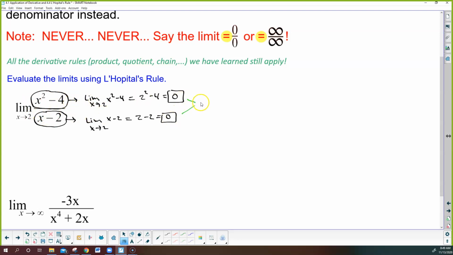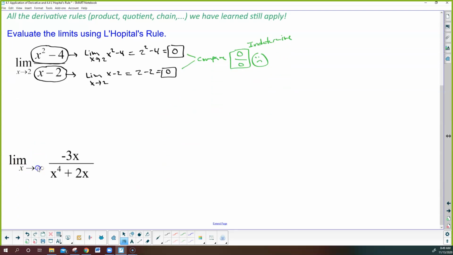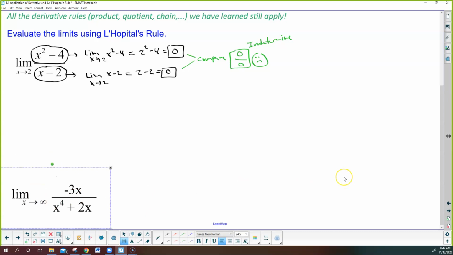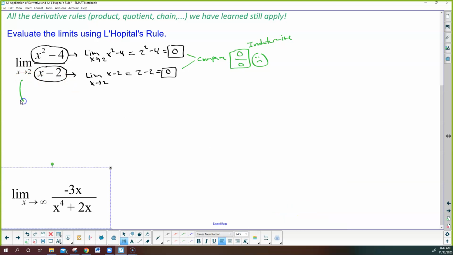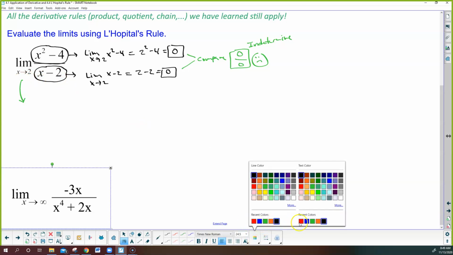I'm just checking. Now what we're going to do is compare the top to the bottom. Notice I didn't put equals. Well, I always put a frowny face because this means that 0 over 0 is the indeterminate form, meaning I can't determine my answer from 0 over 0. So that work right there is the work that you need to show. That is basically our ticket to using L'Hopital's rule.